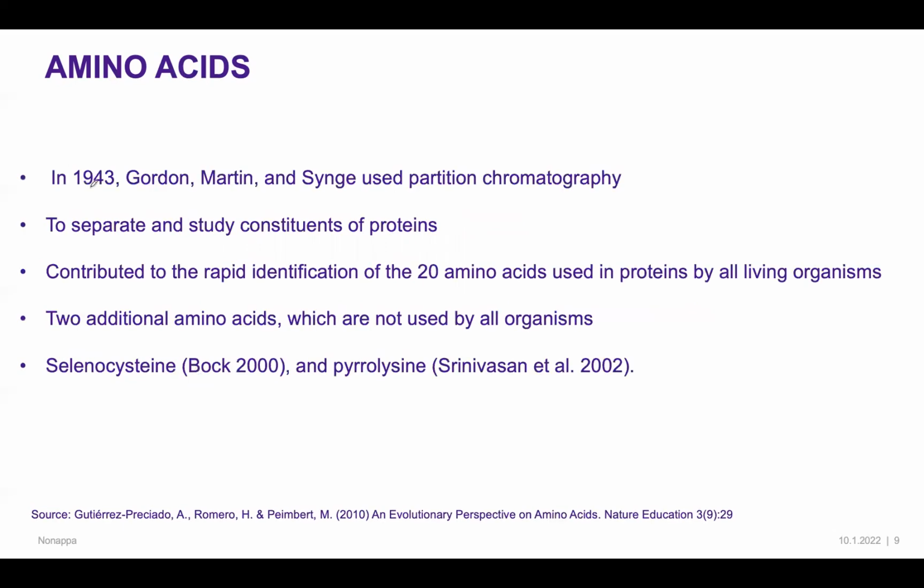In 1943, Gordon, Martin, and Synge used a technique called partition chromatography to study and separate the constituents of protein, which actually contributed to the rapid identification of 20 amino acids. By that time, only 20 were known to be encoded in the genetic code. Two additional amino acids, which are not used by all organisms, were identified: selenocysteine in 2000 and pyrrolysine 2 years after the discovery of selenocysteine.